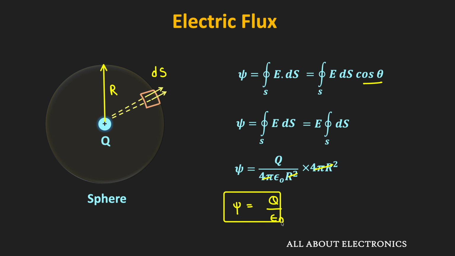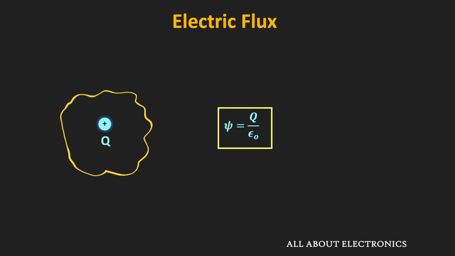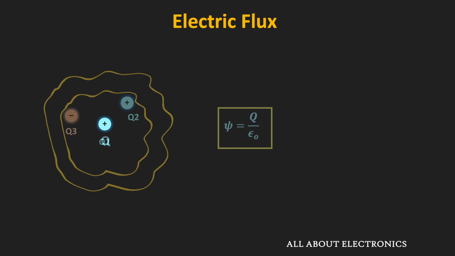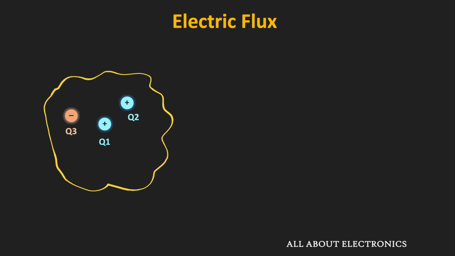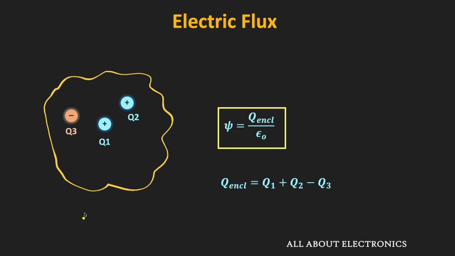And in general, this expression is true for any surface area. That means instead of the sphere, if we have any type of closed surface area, then for that also, the psi can be given by the same expression. Now here, instead of one free charge, suppose we have multiple free charges that are enclosed by this closed surface area. Then in that case, the total flux that is coming out of this closed surface area can be given as q enclosed divided by the epsilon naught, where q enclosed is the total charge that is enclosed by this closed surface area. And in this case, that is equal to q1 plus q2 minus q3.